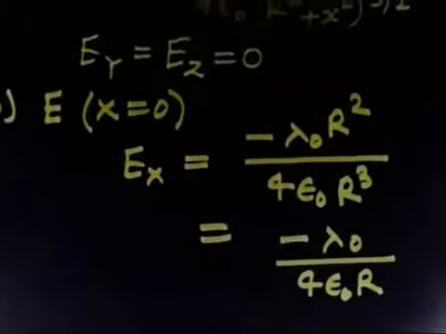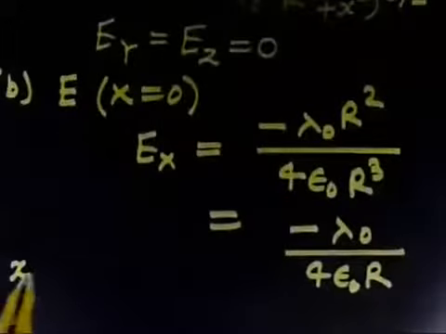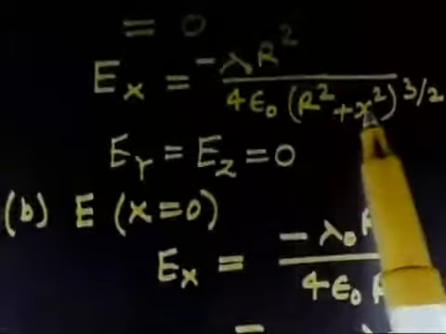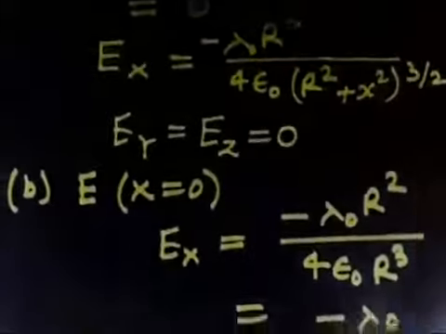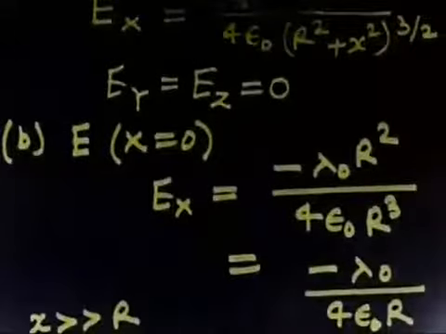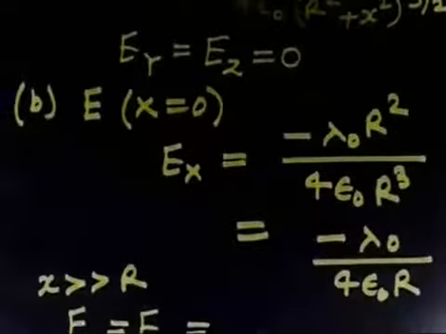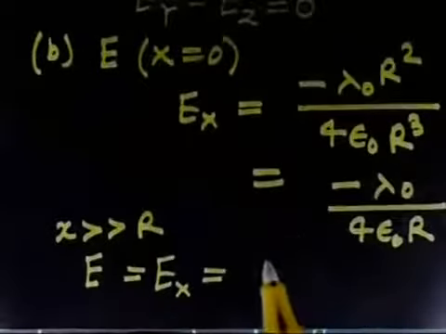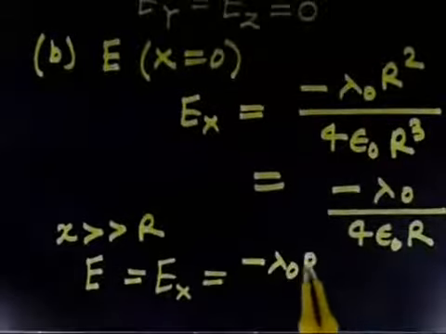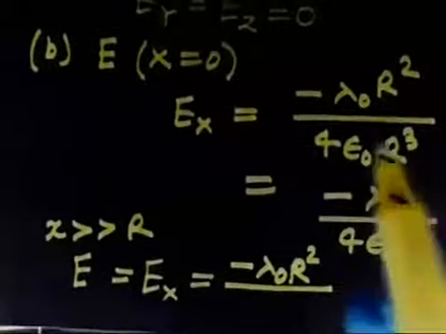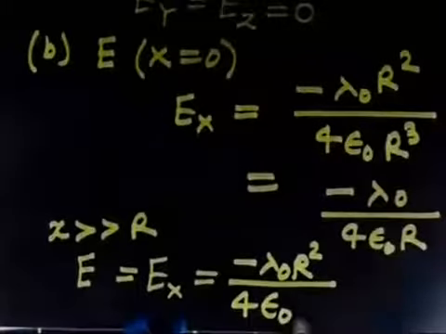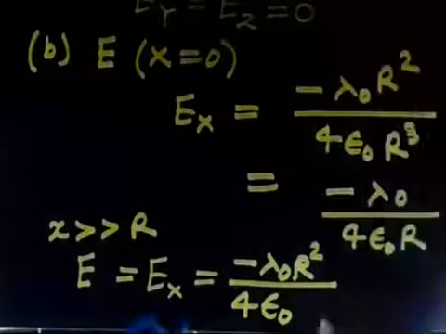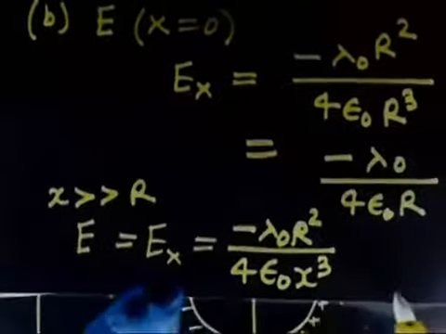The question also says obtain the expression when x is much greater than r. So in this case you can neglect r, so you will have x square raised to the power 3 by 2, so this is simply x cube. So in that case, only the x component will be there. Ex is basically the resultant electric field, that is E will be minus lambda naught r square, divided by 4 epsilon naught, and x is a very high value. r can be neglected, so this is x to the power 3 by 2, so this is simply x cube. Do you understand or not?